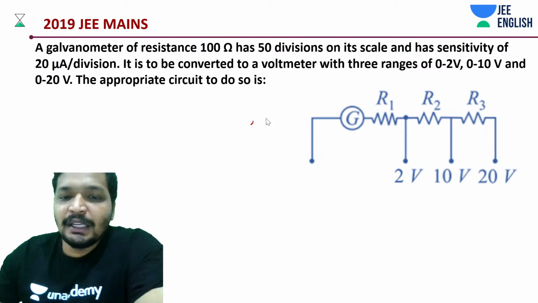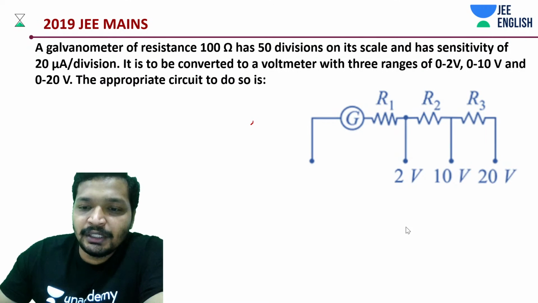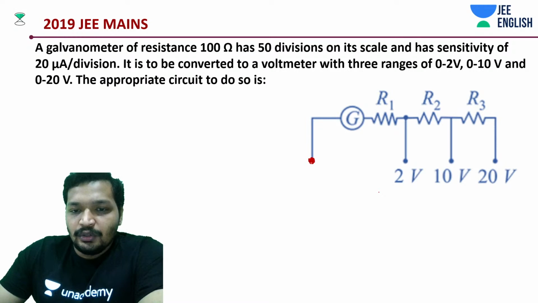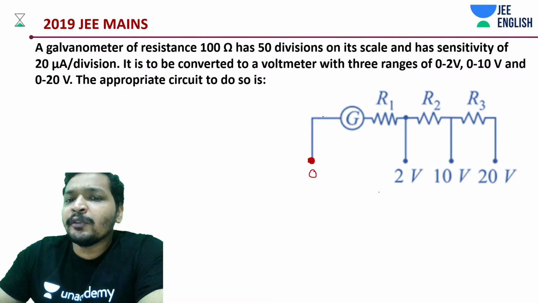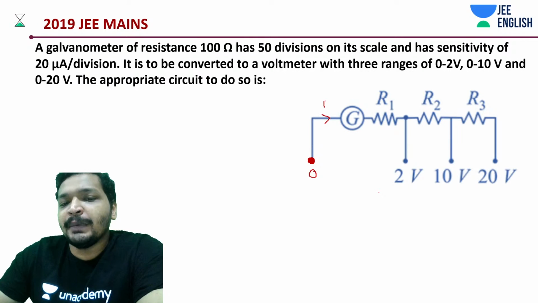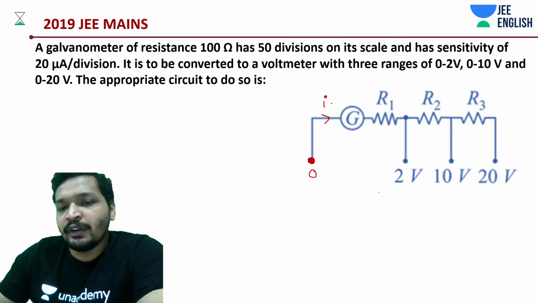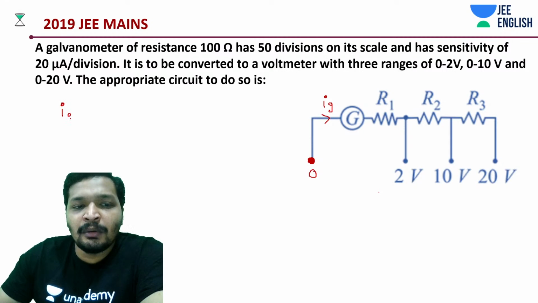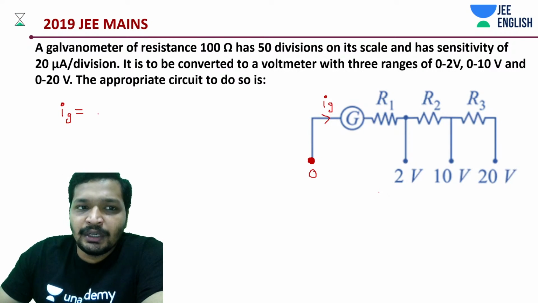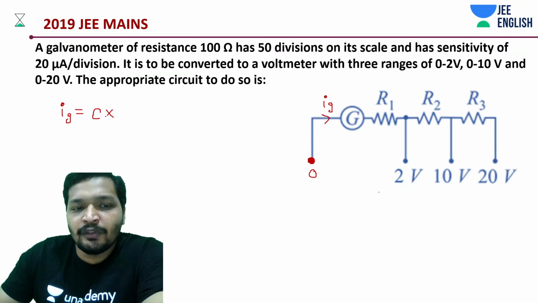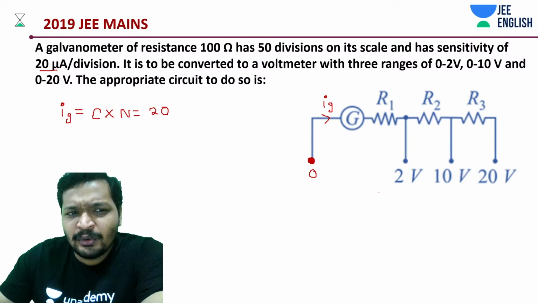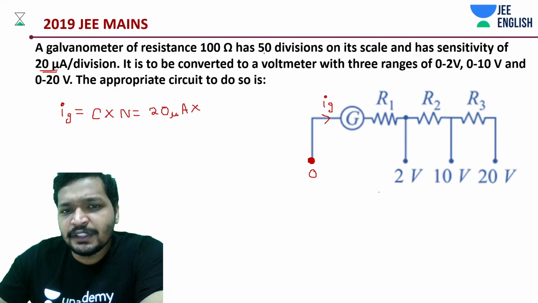So what is being done? Let's observe this very carefully. So here it's 0. You understood that point. And this galvanometer as usual can only handle up until IG. How do you find out IG? Galvanometer full scale deflection current. You multiply the per division current, that is like your current sensitivity, with the number of divisions. Current sensitivity is how much? 20 microamperes. Okay. Into 50 divisions.